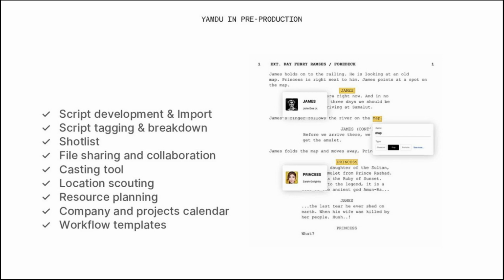You can also create shot lists, so you can map out visually how your project looks. You can file share and collaborate directly within Yamdu. And of course, we have casting directly built into the system. We have location scouting, resource planning, and of course, for scheduling and for management of time, we have company and project calendars. And whatever kind of workflow you work on, whether it's commercial or a TV show or a feature film, we have workflow templates for every one of these examples.